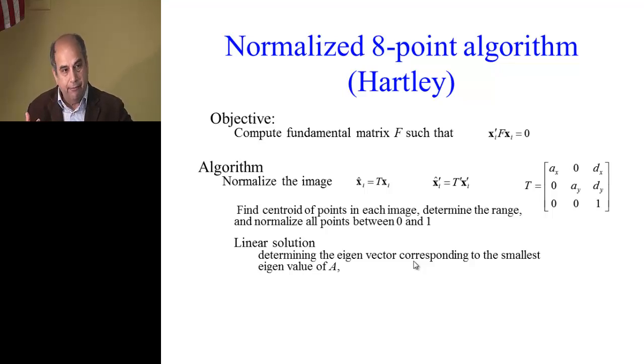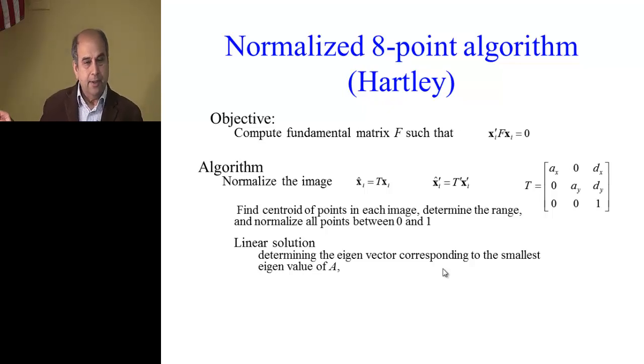Then we will come up with a solution of that system I showed you by finding the eigenvectors of that A matrix. And he showed in that paper that if you take the eigenvector corresponding to the smallest eigenvalue, that is the solution of this F vector, which is the fundamental matrix. With a corner detector, Harris corner, you get lots of points. Then you find the correspondences. And once you know correspondences, then you do this. So we are assuming 8 points are known, their correspondence is known, then we find the fundamental matrix. Okay?